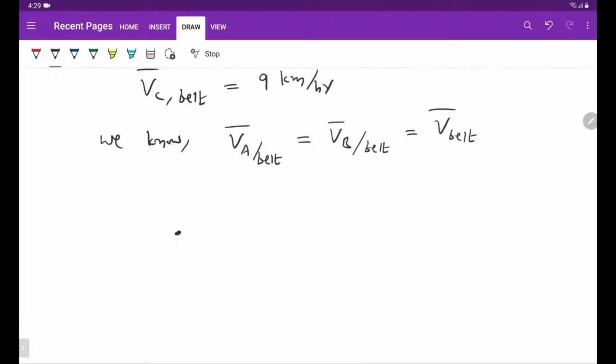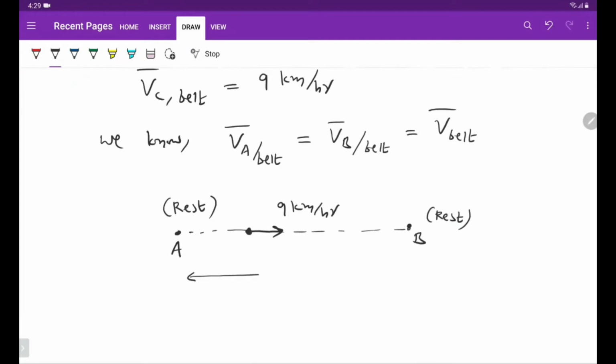So A and B are at rest. A and B are not moving at all. B is also at rest, A is also at rest. Only C is moving, to the right side, with a speed of 9 km per hour.